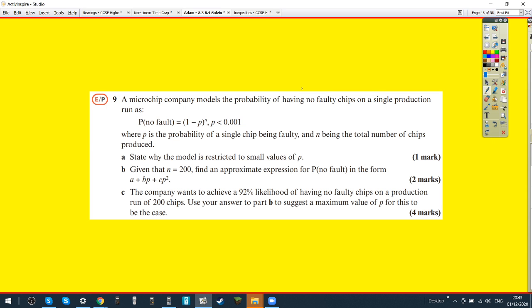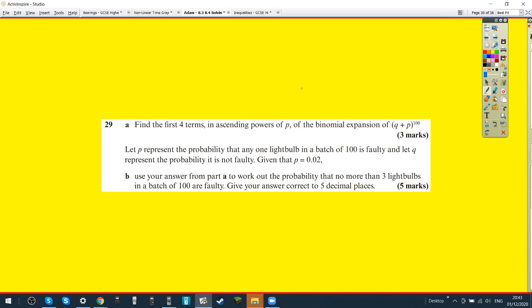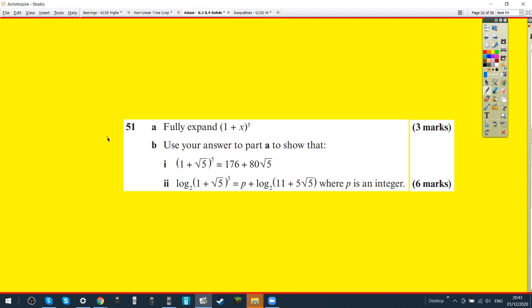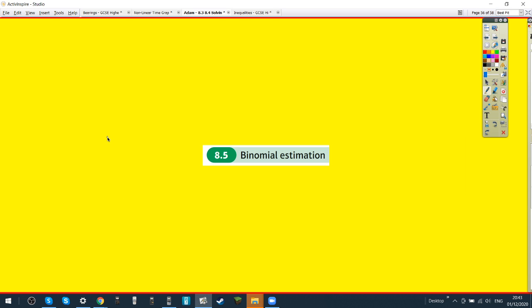This looks very weird. Probability of no fault is this. Oh, given that n is 2. N is 2. No, I know what I did here. Question 29. I went into every possible question, but they're not representative. That was the problem I noticed. Like question 51. I did every single one, but they're not representative of the actual questions.